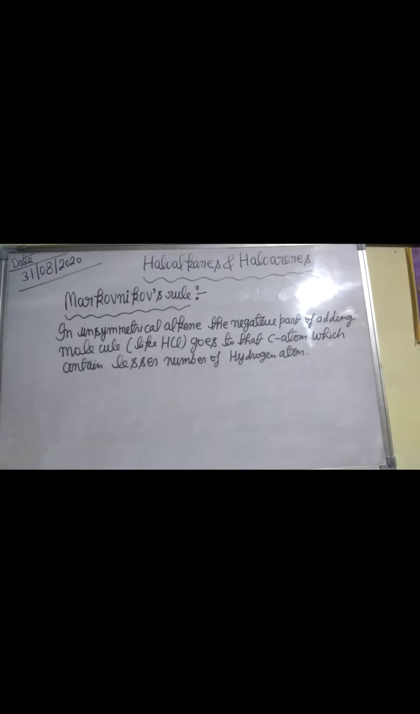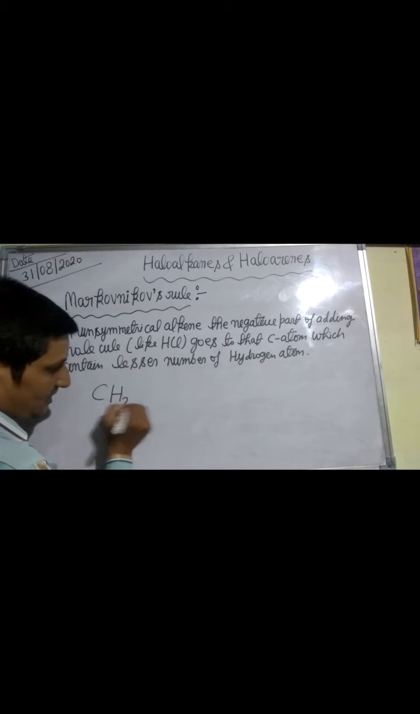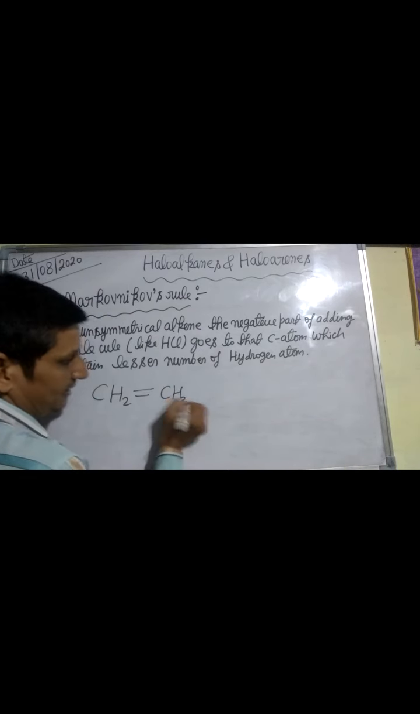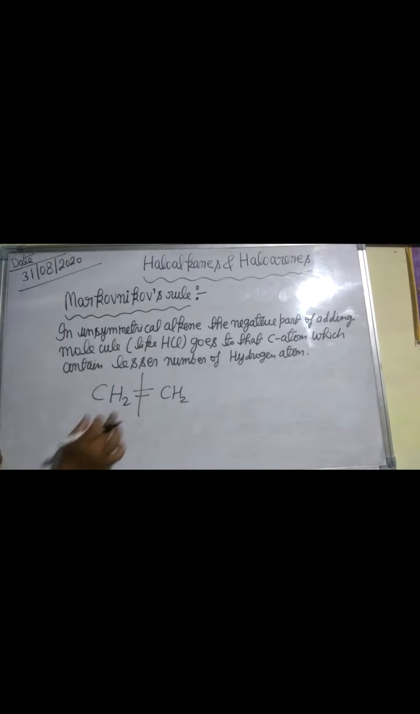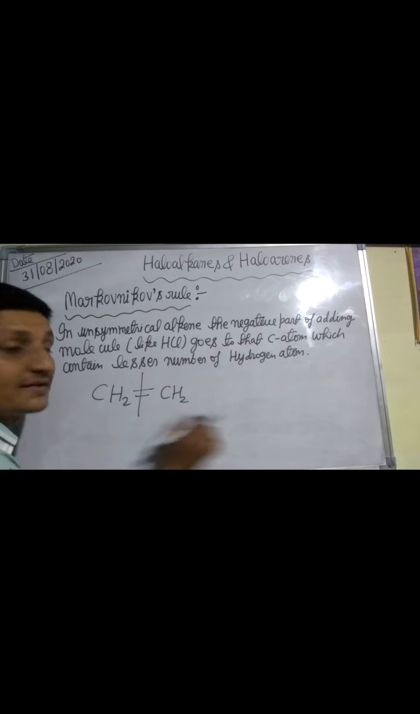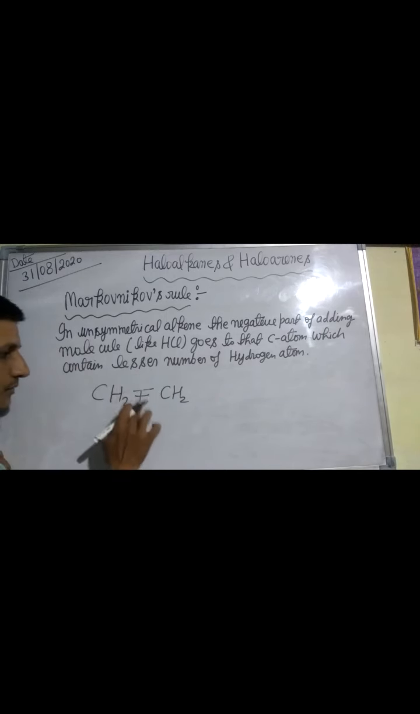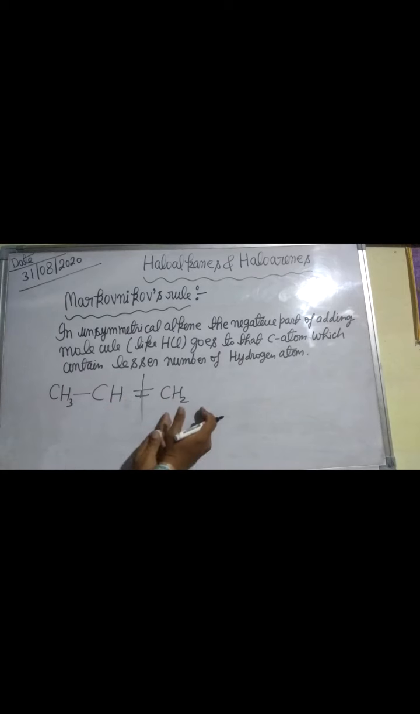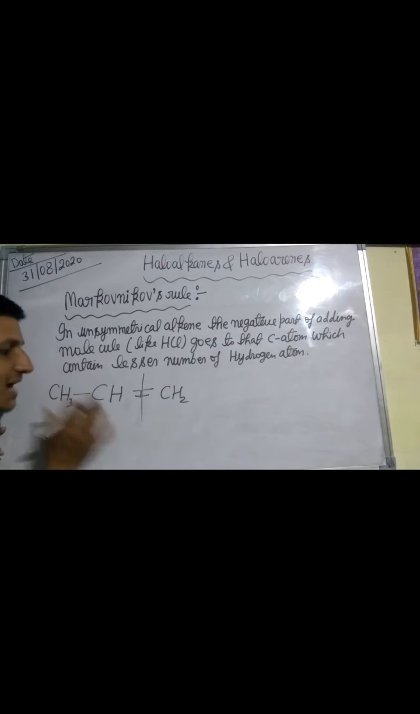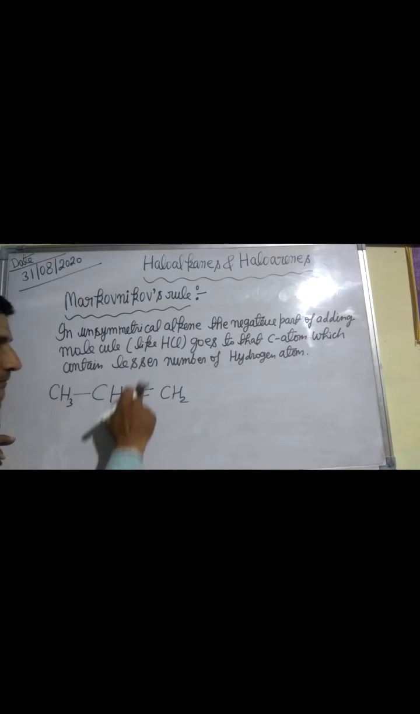Once again, Markovnikov rule: in unsymmetrical alkene. What is unsymmetrical alkene? Look here, CH2 double bond CH2. Divide into equal parts, both parts are the same. This is symmetrical alkene. Now remove this H, add CH3. Now again draw a line. This is CH2 and this part is CH3CH. Both parts are not the same, so this is unsymmetrical alkene.